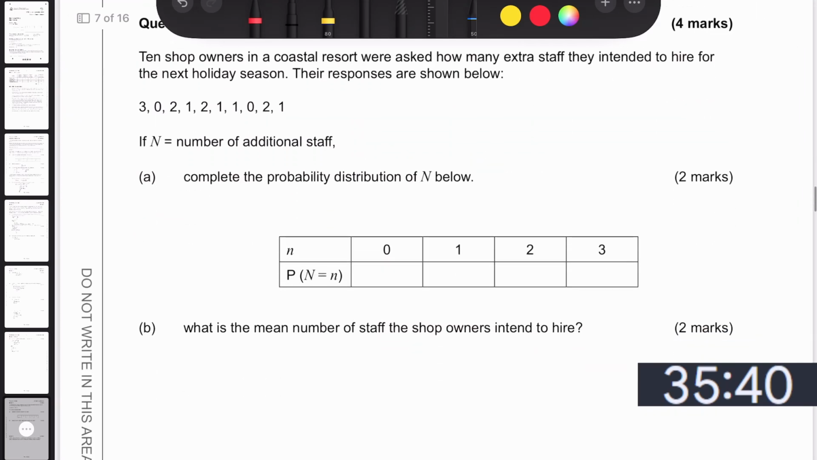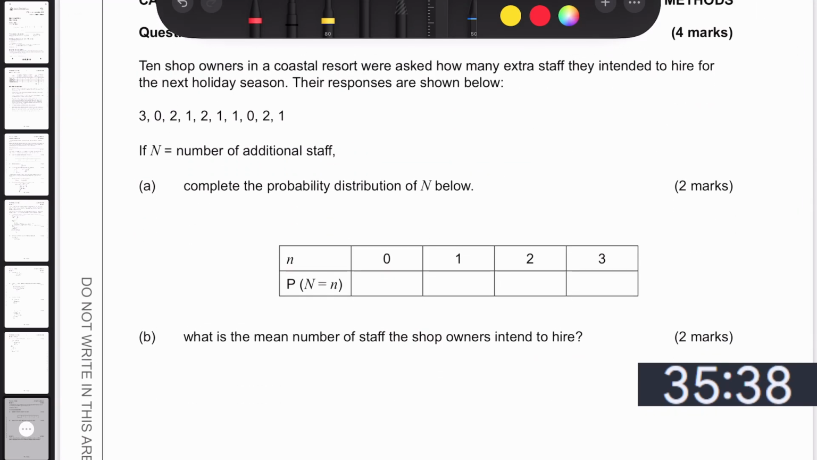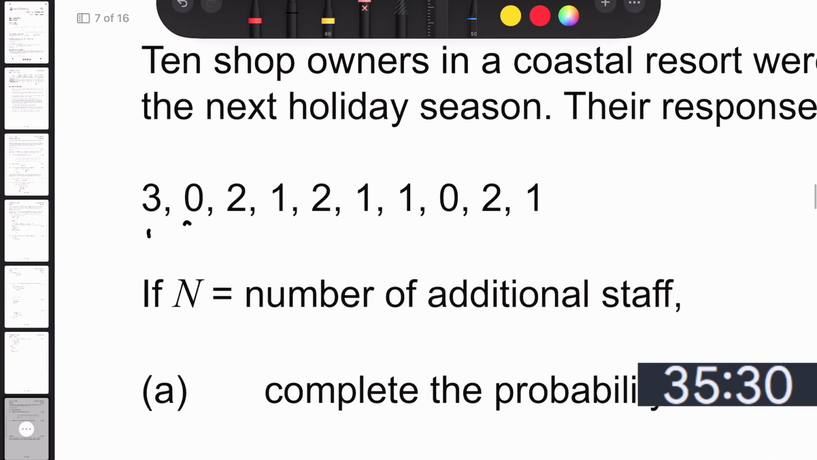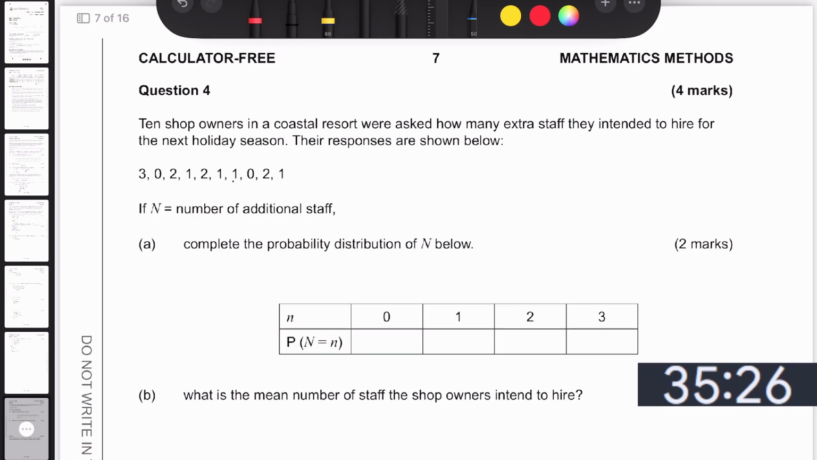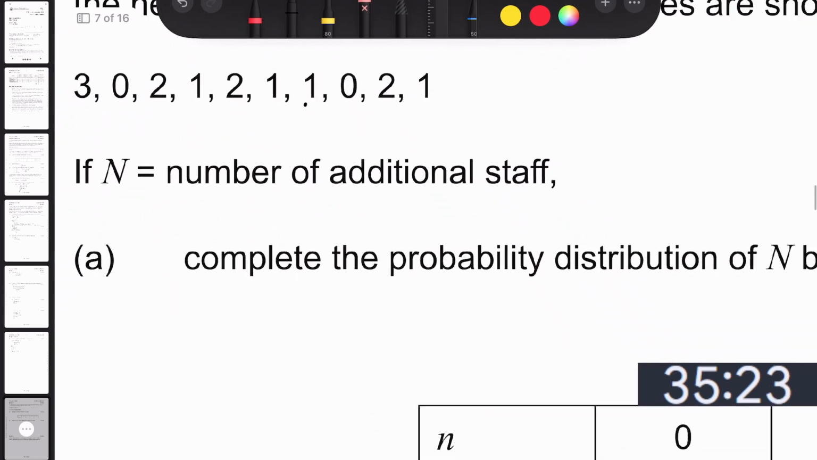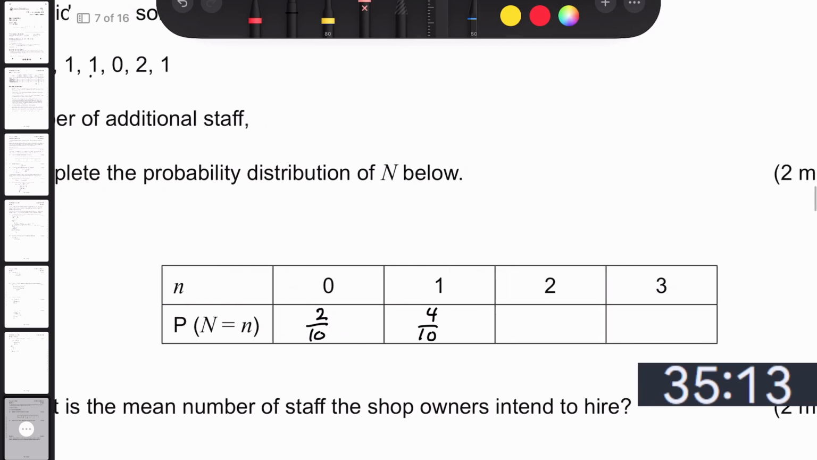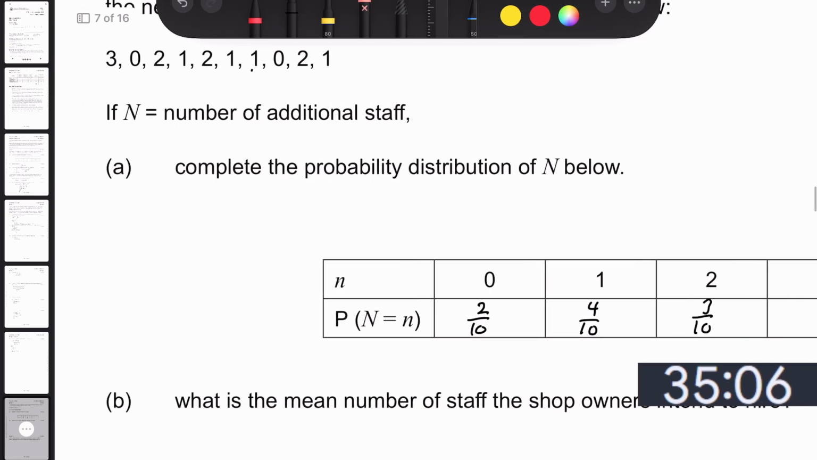Question 7. 10 shop owners in a coastal resort were asked how many extra staff they intended to hire for the next holiday season. The responses were shown below. Let's see, so there's 1, 2, 3, 4, 5, 6, 7, 8, 9, 10. That's a nice number. Okay, so 0 only had 2, so 2 on 10. 1 had 4 on 10. 2 had 3 on 10. 3 on 10, and then there should be 1 on 10 for 3, which is good.